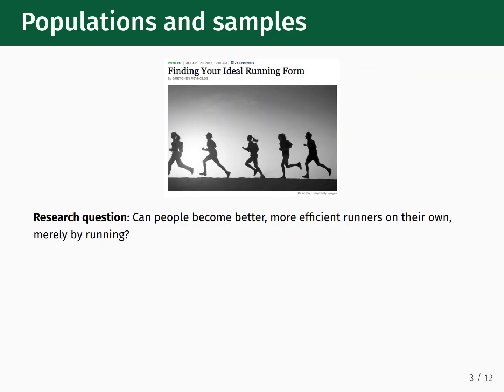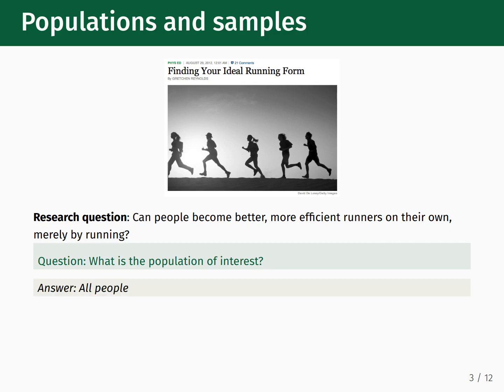To begin, ask yourself, what is the population of interest? This should be based on the way the research question is phrased. In this example, the question is general and the population of interest would be all people. Next, look and see what the characteristics are of the study sample. For this article, the sample is a group of adult women who recently joined a running group.